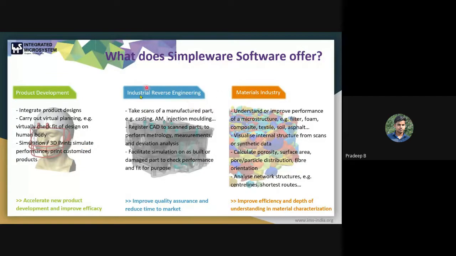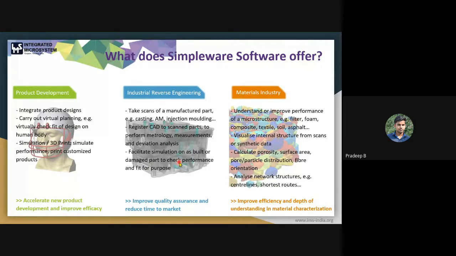The software also has application in industrial reverse engineering. You can take a scan of a manufactured part, like a casting or injection molding, and register your CAD to the scanned part to perform metrology, measurements, and deviation analysis. You can also run simulation on a built or damaged part to check performance and fit for purpose. Basically, this improves quality assurance and reduces time to market.